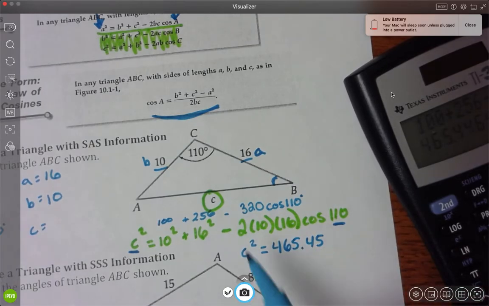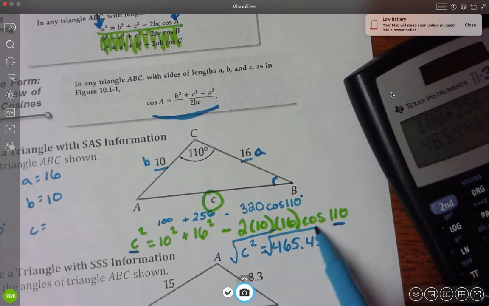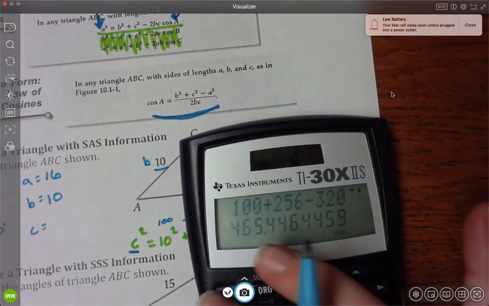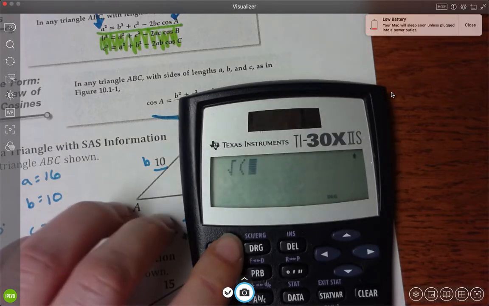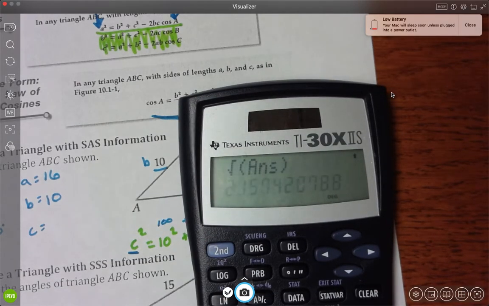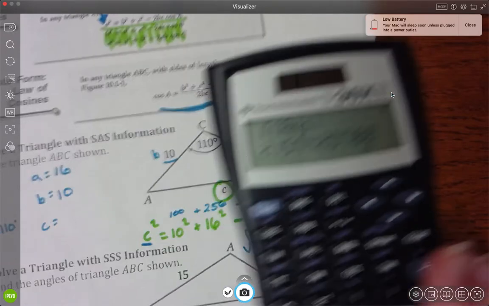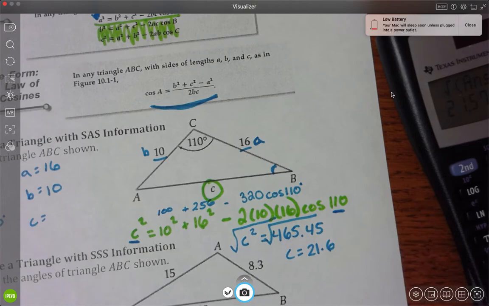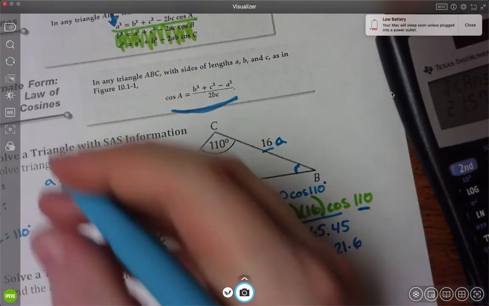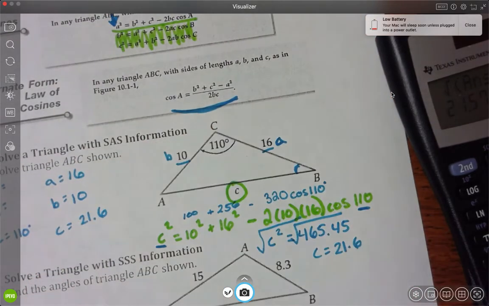Now I want to take the square root of that. So I need to take the square root, and I'm going to go back through and take the answer, and it will be 21.6, let's say. C is equal to 21.6. And that's what it will look like, 21.6. We'll go ahead and round to one decimal place for each one of these.